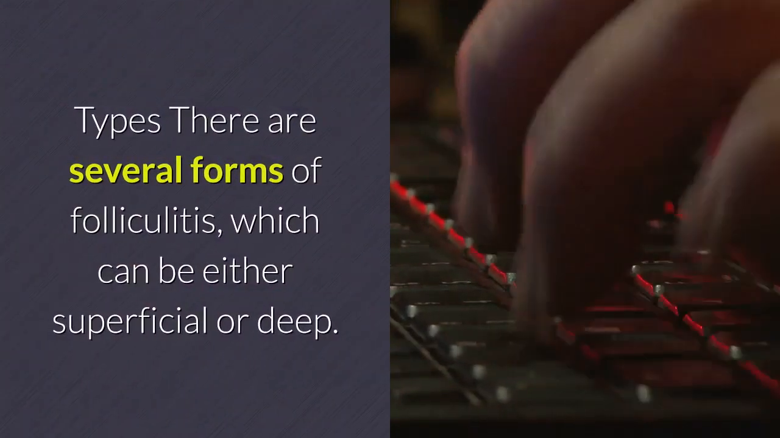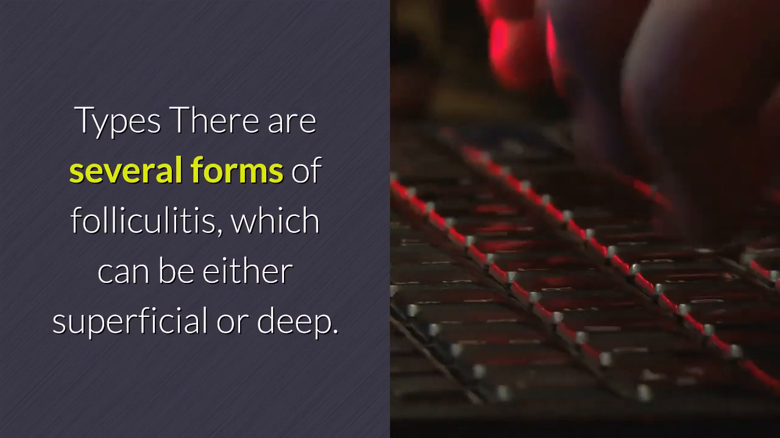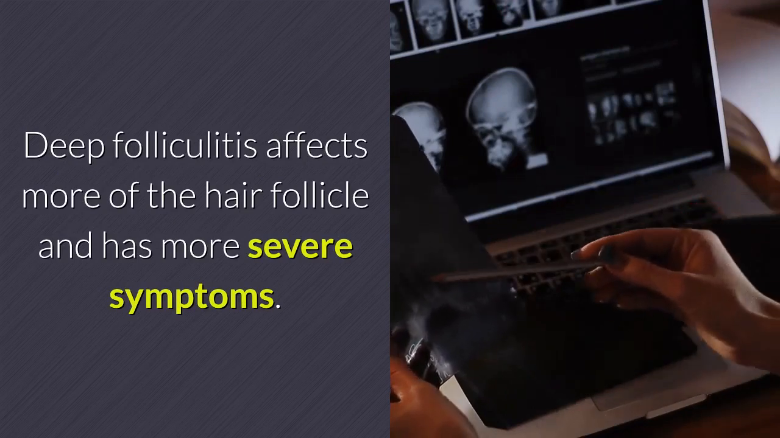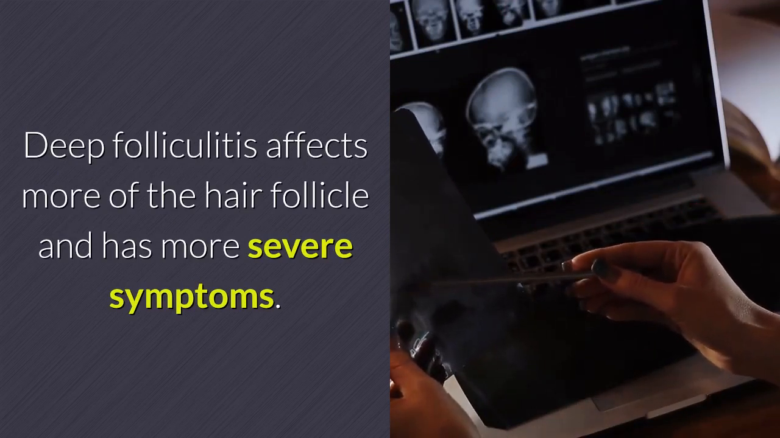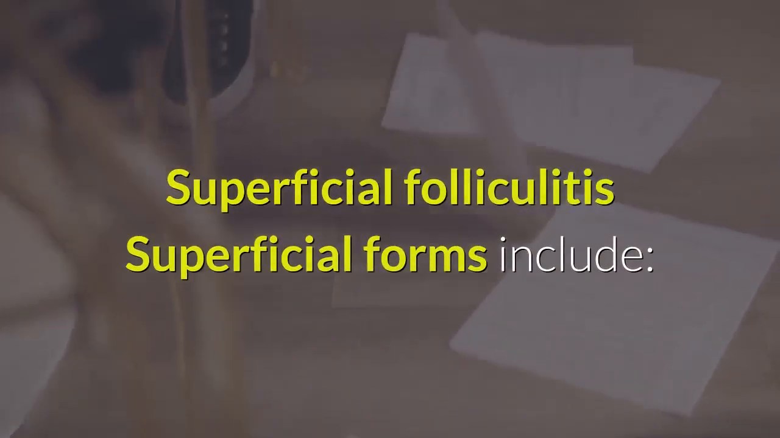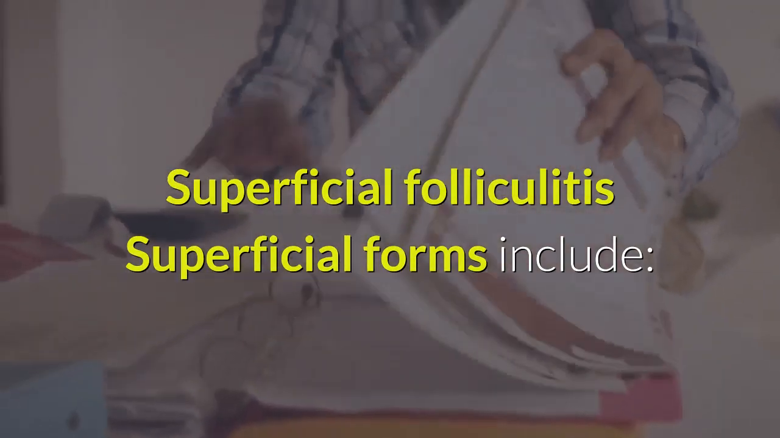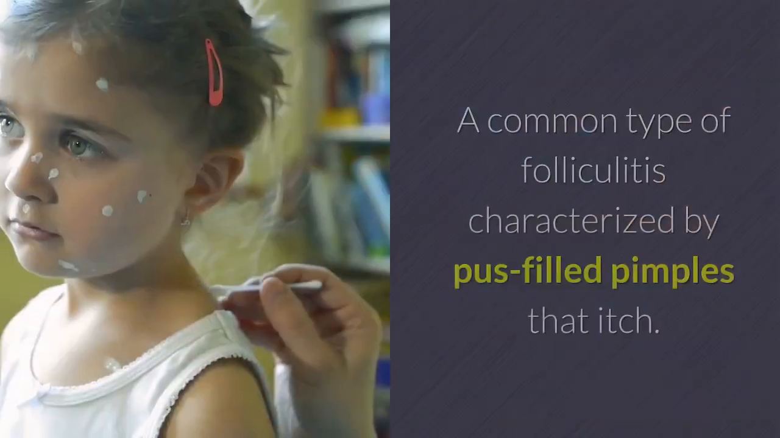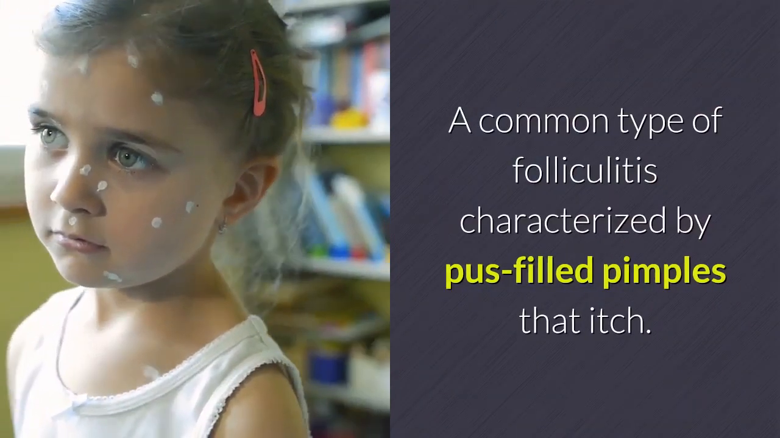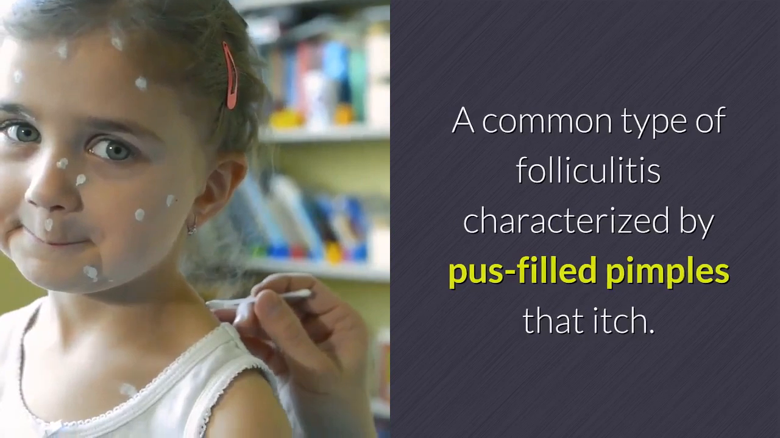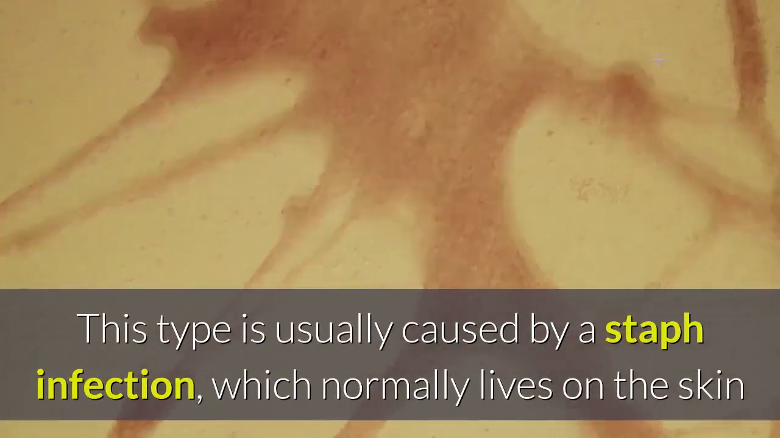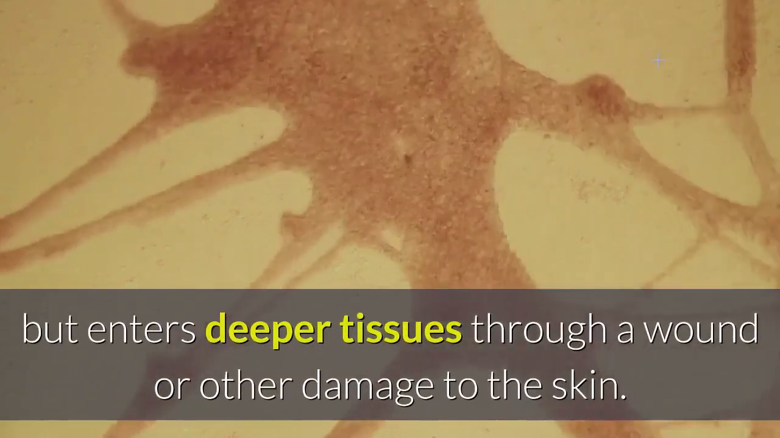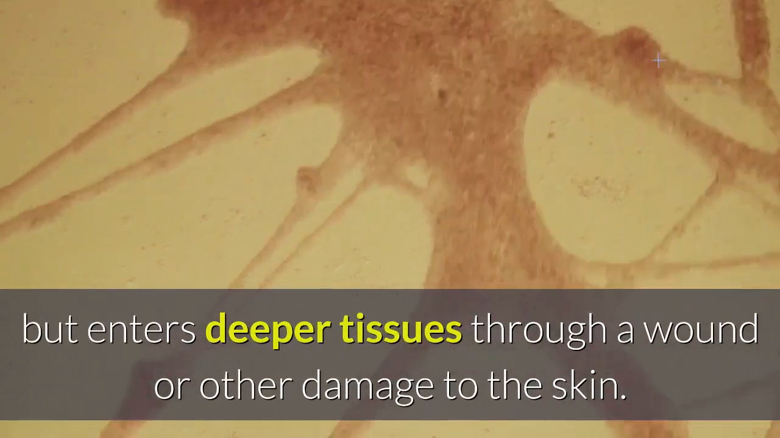Types. There are several forms of folliculitis, which can be either superficial or deep. Deep folliculitis affects more of the hair follicle and has more severe symptoms. Superficial folliculitis. Superficial forms include bacterial folliculitis, a common type of folliculitis characterized by pus-filled pimples that itch. This type is usually caused by a staph infection, which normally lives on the skin but enters deeper tissues through a wound or other damage to the skin.